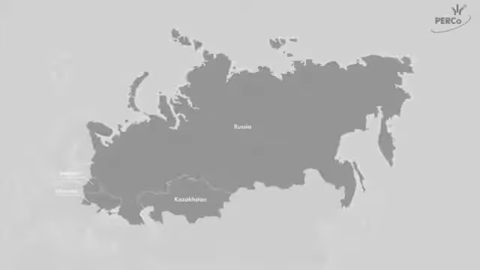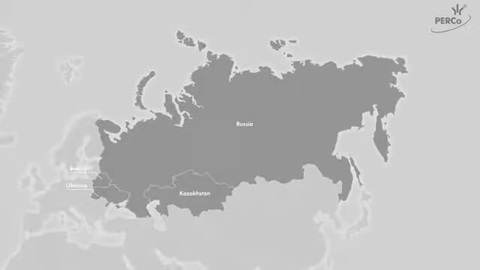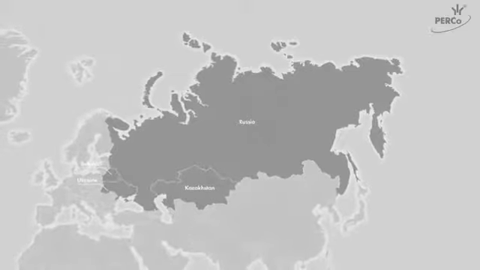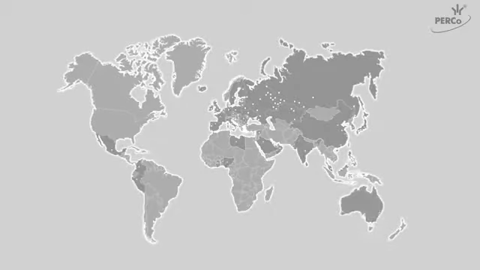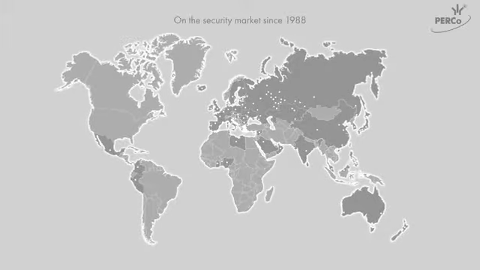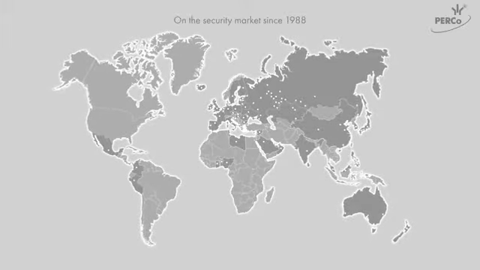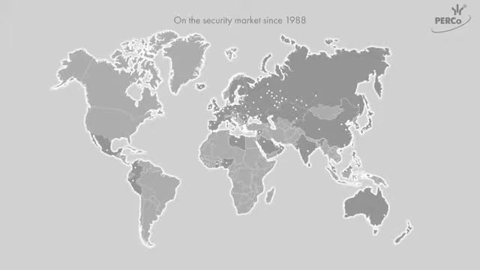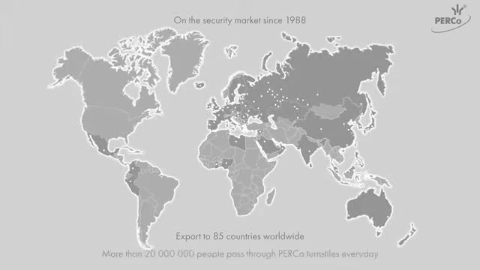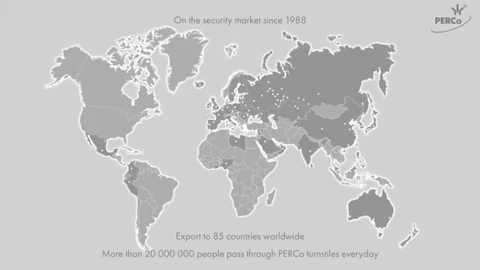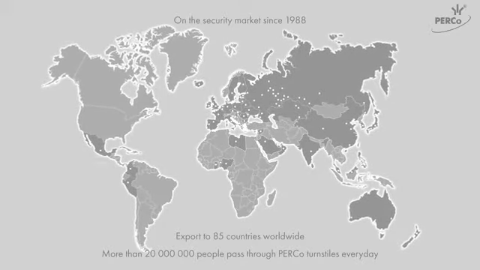For guidance, installation and maintenance information, you can always contact Perco or our regional partners. Perco turnstiles are manufactured since 1988 and are highly reliable products that have been proven by dozens of thousands of installations in 85 countries in the world. More than 20 million people pass through Perco turnstiles every day.